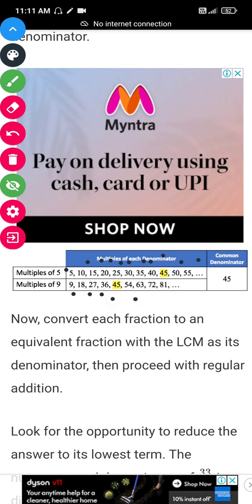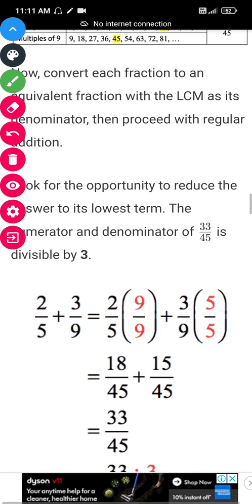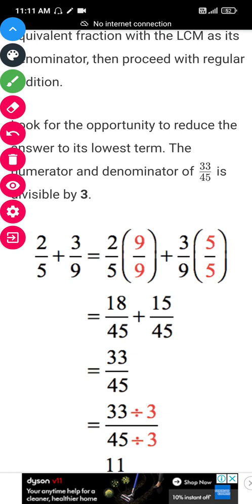Now which is the first common number? 45 is coming in both. So 45 will be the LCM. So what we need to do is make their denominators 45. Here, 2 by 5, you will have to multiply 5 by 9 to get 45. In the same way you will have to multiply 2 also by 9.